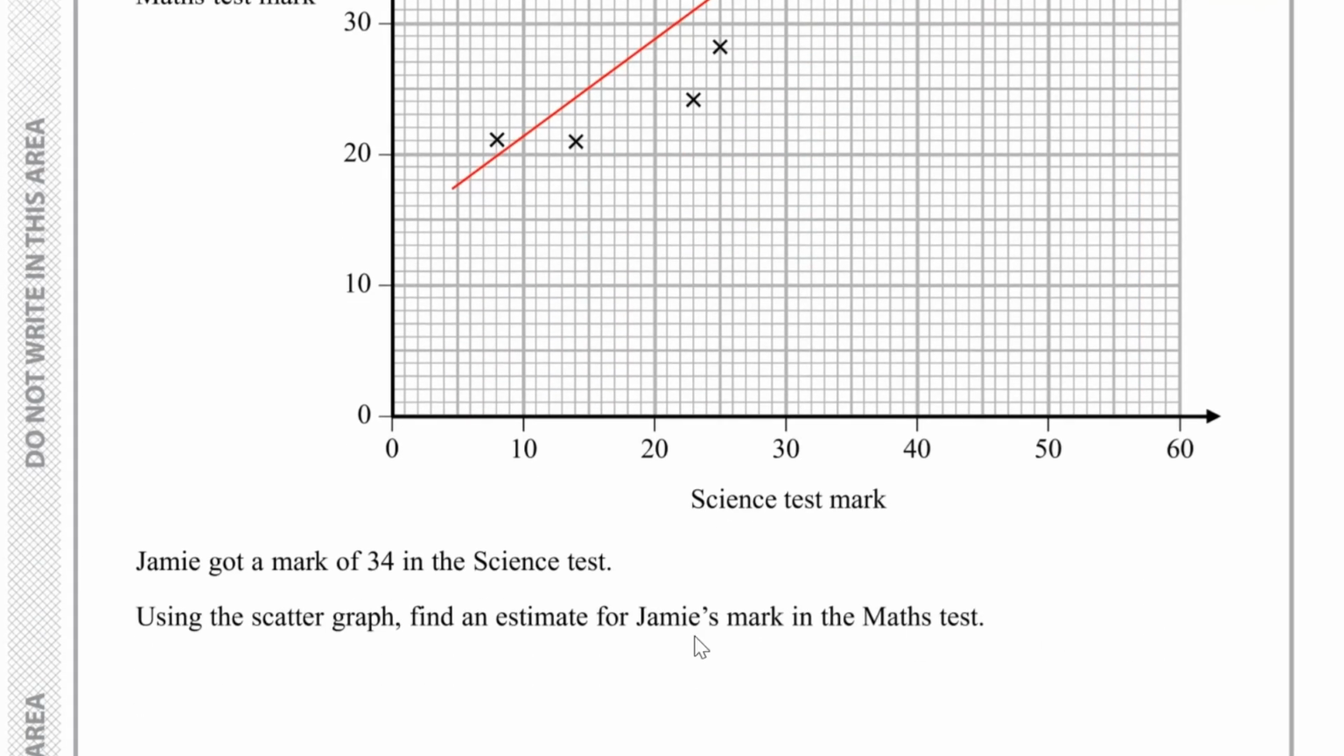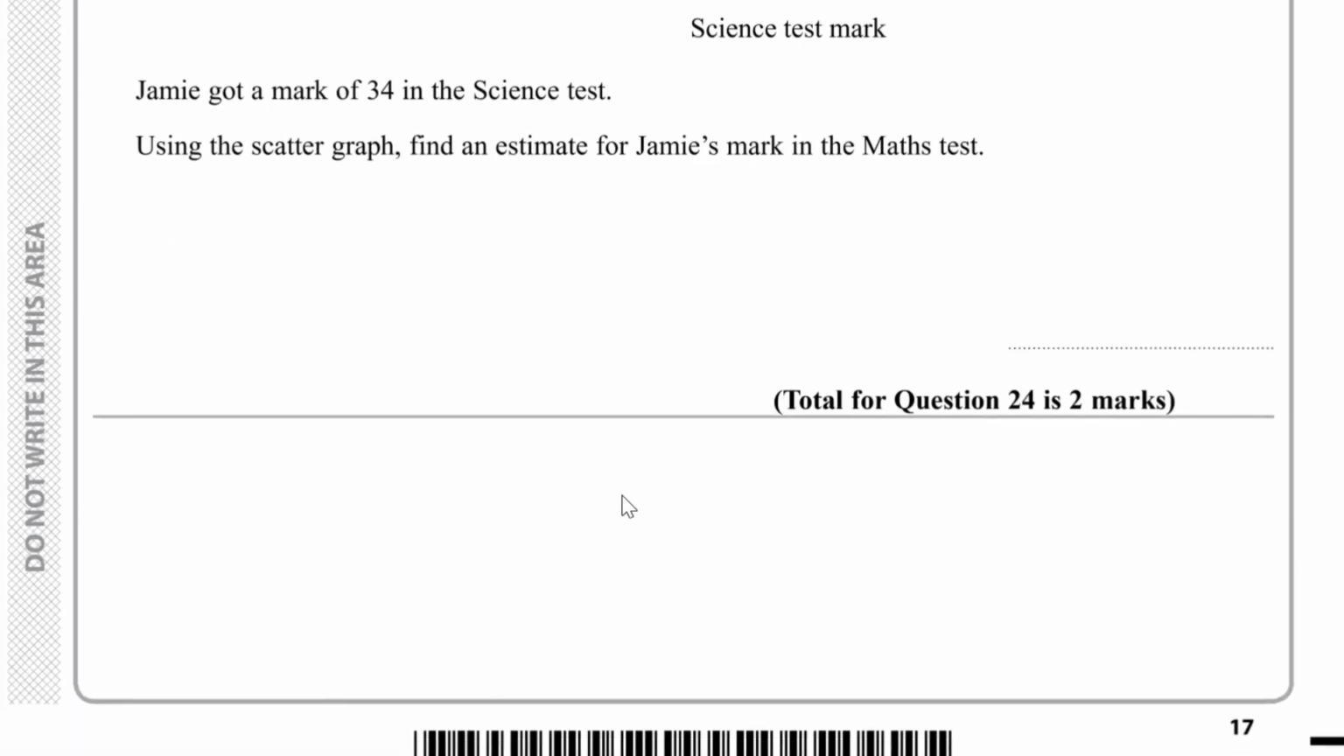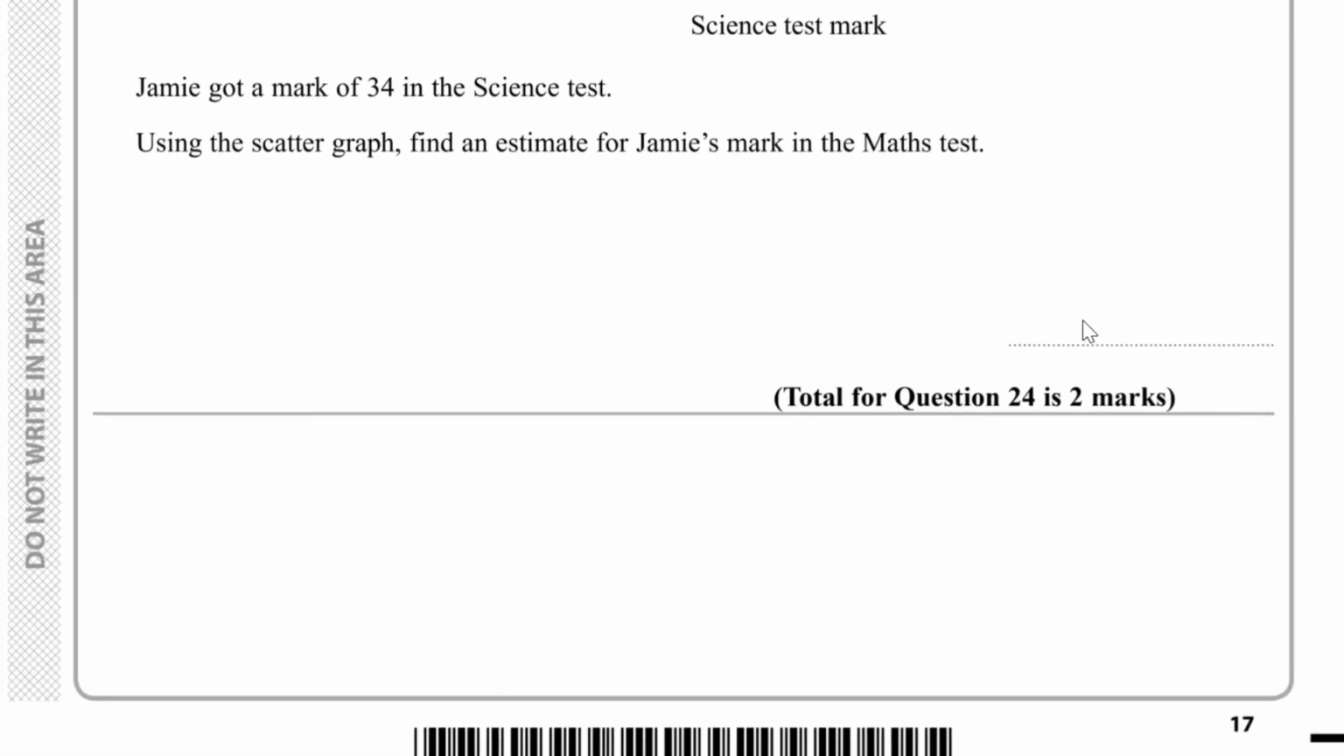And now for the next part. So okay, if you got a test score of 34, that's over here, and then if we go across, that's 40. So actually, we did that a bit wrong. So 34, that goes up to here, and then going across, we get 39 for the maths. So an estimate will be 39.